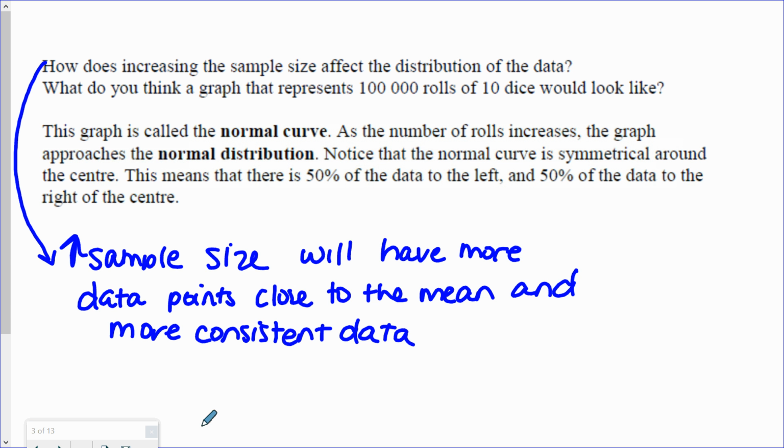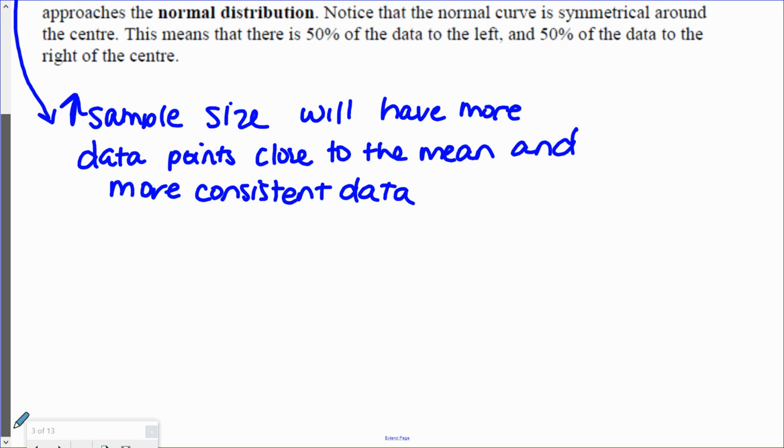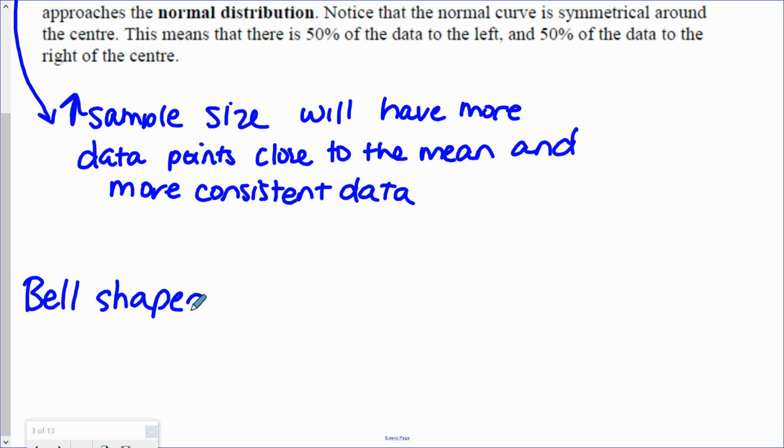And the next part says, what do you think a graph that represents 100,000 rolls of 10 dice would look like? We were doing 100,000 rolls of 2 dice. It's giving us the same idea, but what it would look like is that same sort of shape. So bell-shaped is what we will call it.